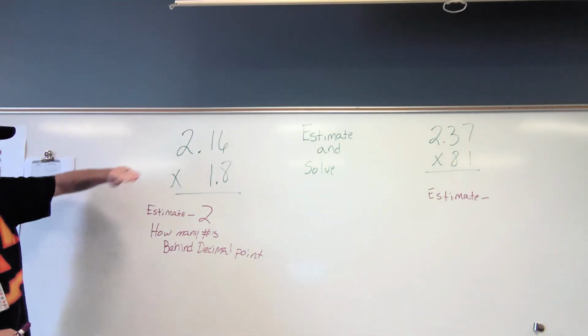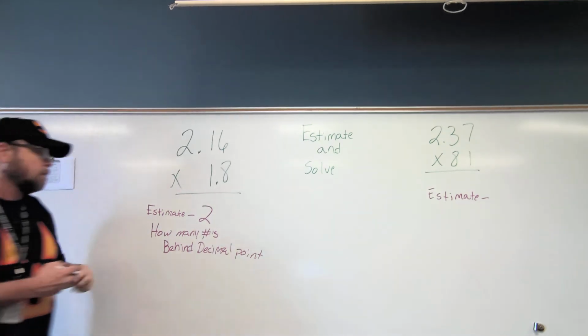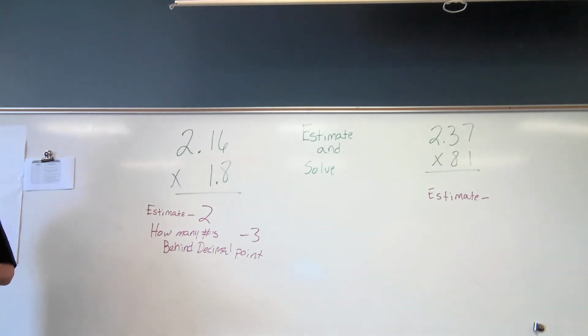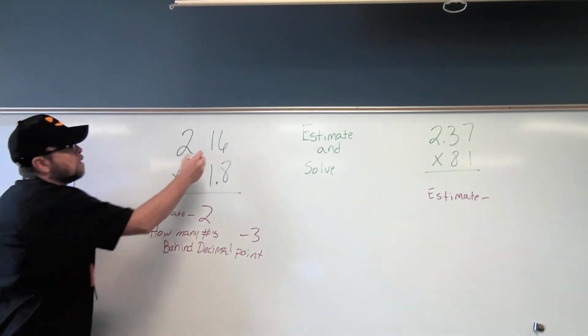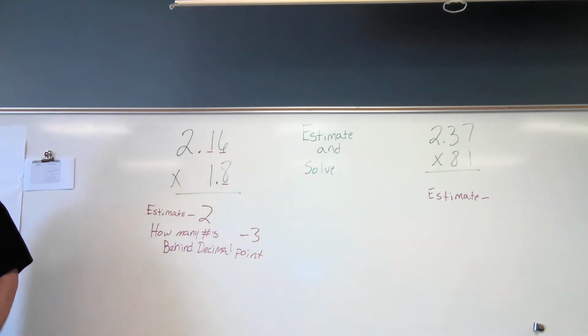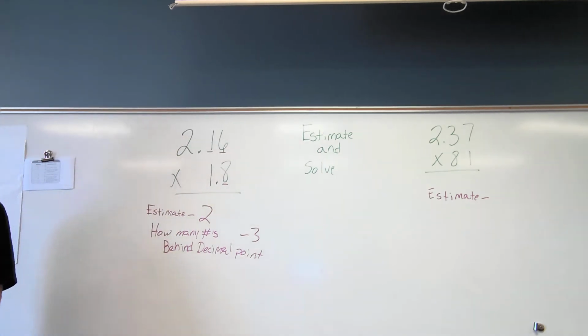Riley, how many numbers are going to be behind the decimal point in this problem? And the answer, 3. Good. How did you come up with that, Riley? Because if the one's behind, it's still going to be there. So if you count 3 behind both of the numbers, good. 3 numbers behind the decimal point in your answer, because there are 3 numbers behind your decimal point in your problem.